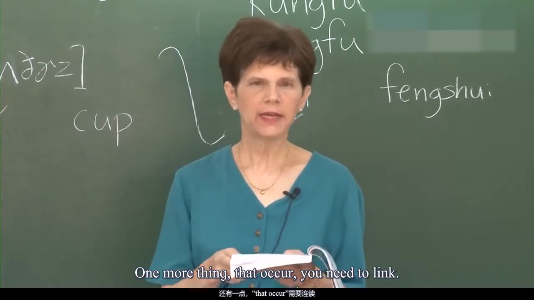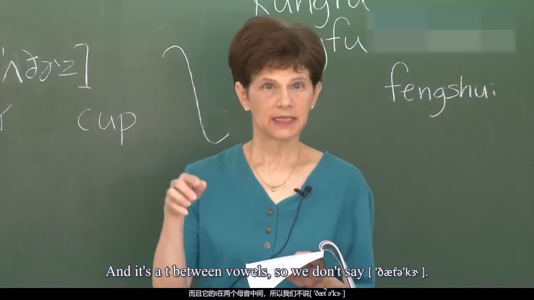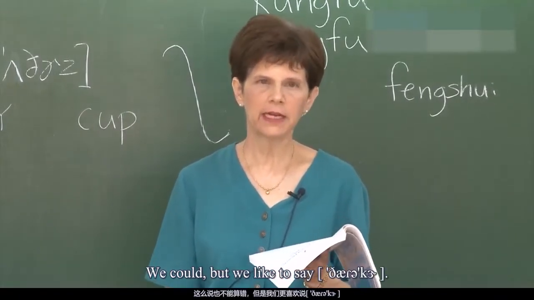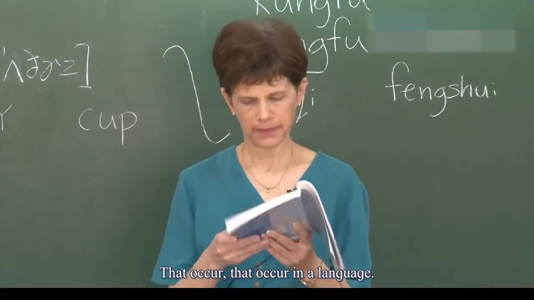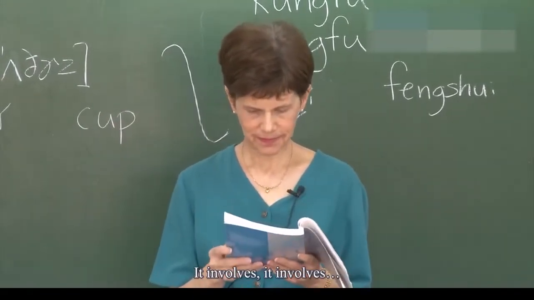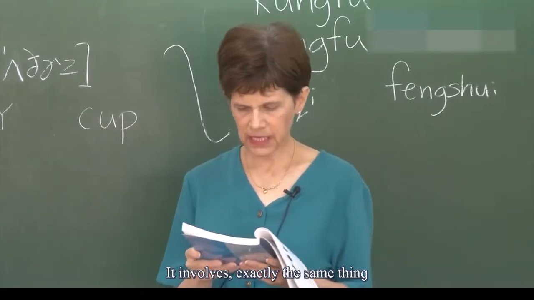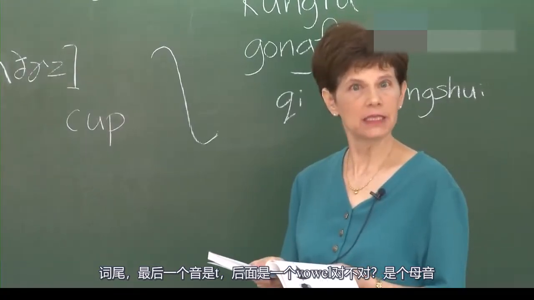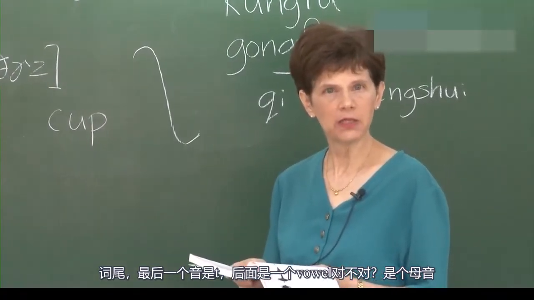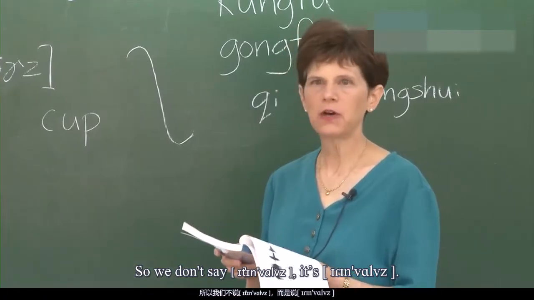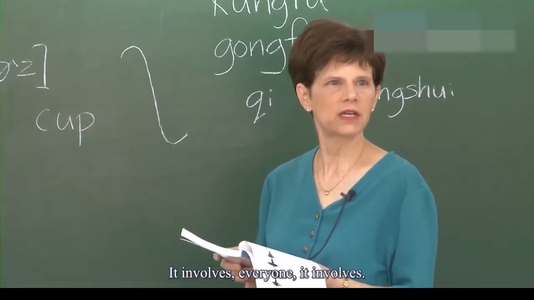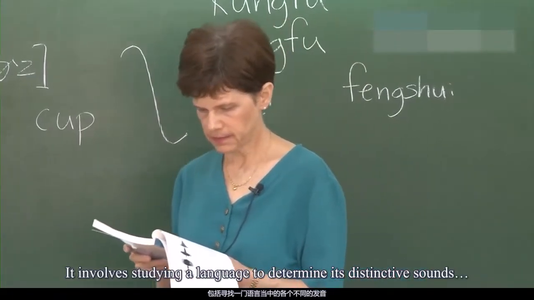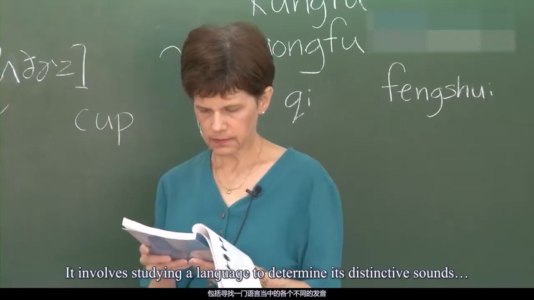One more thing. That occur. You need to link. And it's a T between vowels. So we don't say that occur. We could, but we like to say that occur. That occur in a language. Okay. It involves exactly the same thing. 有没有发现完全一样？词尾最后一个音是 T，后面是一个vowel，对不对？是一个母音。So we don't say it involves, it's it involves. Everyone, it involves. It involves studying a language to determine its distinctive sounds.